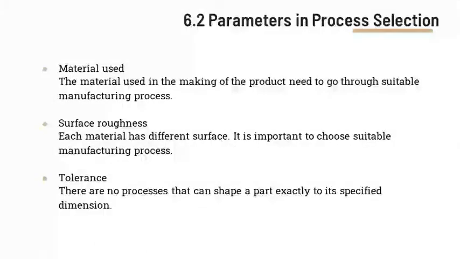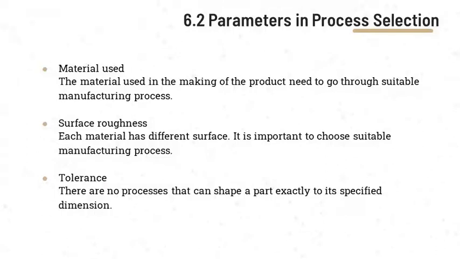What are the parameters for process selection? First is material used. The material that will be used to make the product needs to go through a suitable manufacturing process. Second is surface roughness. Every material has a different surface roughness. The proper process needs to be chosen in order to get the required product surface.